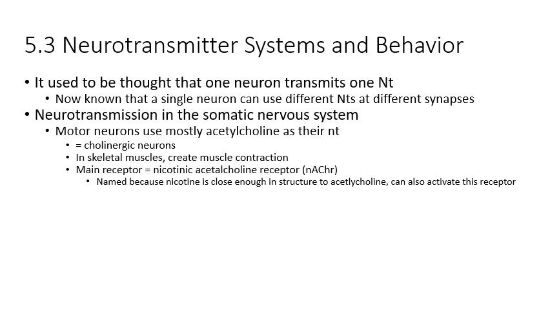In terms of neurotransmission in the somatic nervous system, motor neurons use mostly acetylcholine as their neurotransmitter. They're called cholinergic neurons. In skeletal muscles, cholinergic transmission creates muscle contraction. And one of the main cholinergic neuron receptors is the nicotinic acetylcholine receptor, and it's named this because nicotine is close enough in structure to acetylcholine that it can also activate this receptor. So nicotine and acetylcholine can both activate the nicotinic acetylcholine receptor.